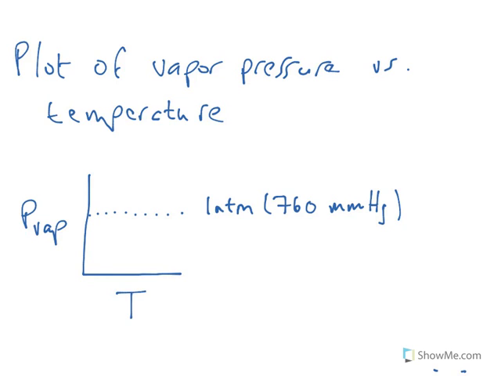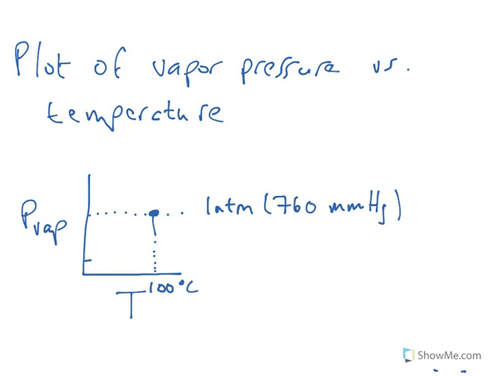But what temperature is water going to boil at 1 atmosphere? It's going to be 100 degrees C. So this is an intersection that we're expecting to see. We're going to cross the 1 atmosphere mark at 100 degrees C. What that means is when the vapor pressure equals the atmospheric pressure, that's the boiling point. And we know the boiling point of water is 100 degrees C.